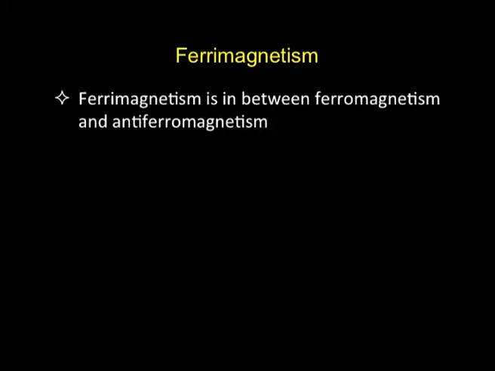Let us look at one more kind of magnetic behavior called ferrimagnetism. This is a very tricky kind of behavior. It is somewhere in between ferromagnetism and antiferromagnetism. In ferromagnetism, the neighboring moments are aligned together and there is a net magnetization. In antiferromagnetism, they are aligned the opposite way, and there is no net magnetization.